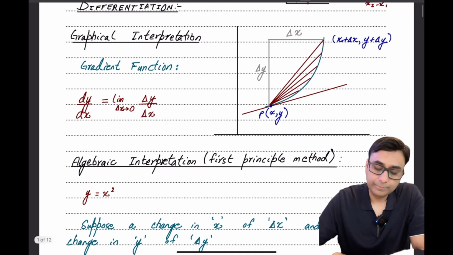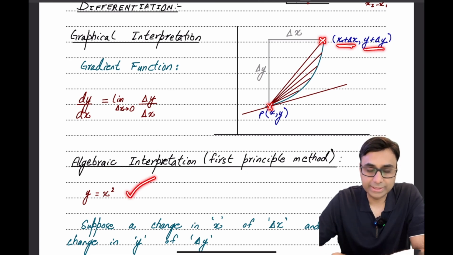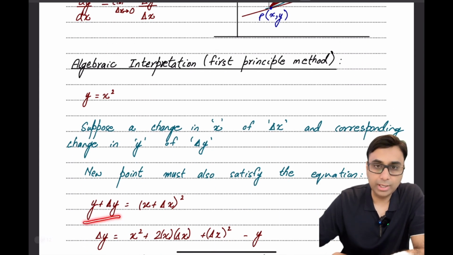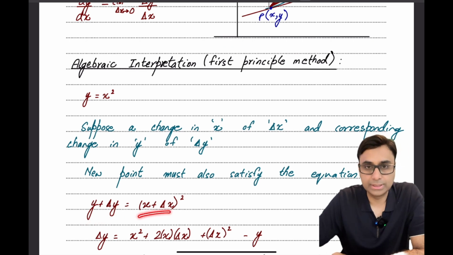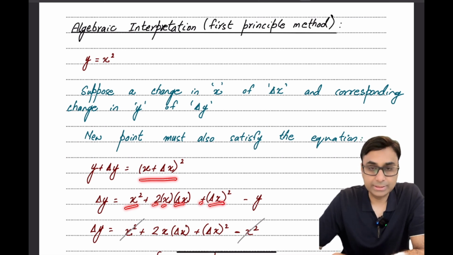So just like x and y lie on the graph, the new point, which is x plus delta x and y plus delta y, must also satisfy the equation of the curve. So in place of y, we can write y plus delta y, and in place of x, we can write x plus delta x. Now we're going to open it up by using a formula: a plus b whole square is equal to a square plus 2ab plus b square, keeping in mind that delta x is the change in x and delta y is the change in y.